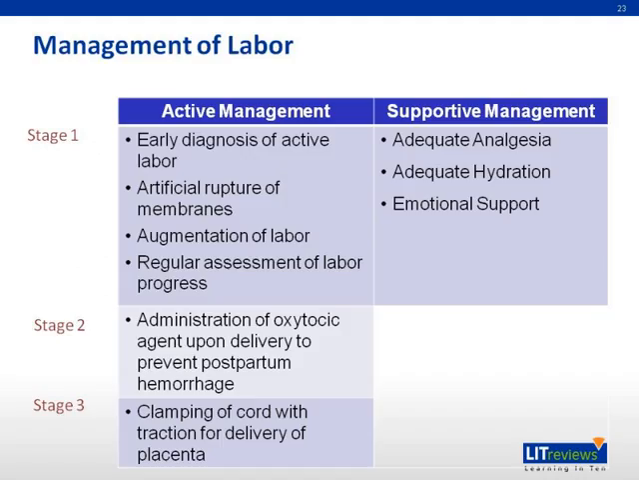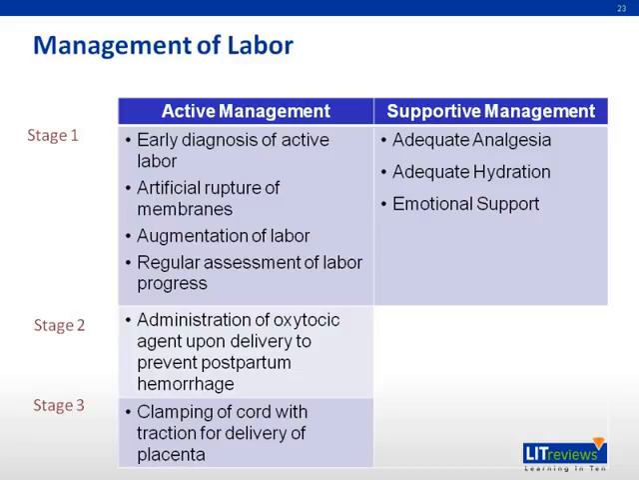Successful management of labor comprises both active and supportive measures. Active management of labor involves the prompt diagnosis of labor, induction of labor via early amniotomy and oxytocic agents, and augmentation of labor via oxytocic agents to ensure optimal frequency and intensity of uterine contractions.